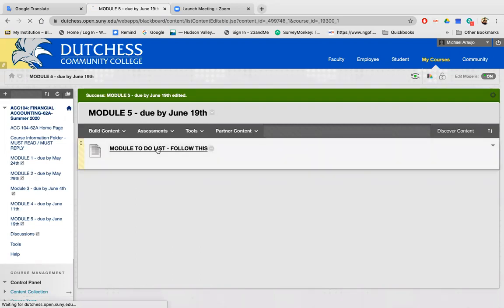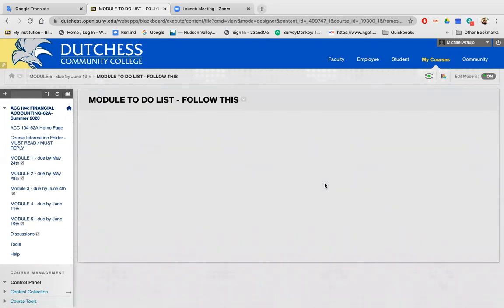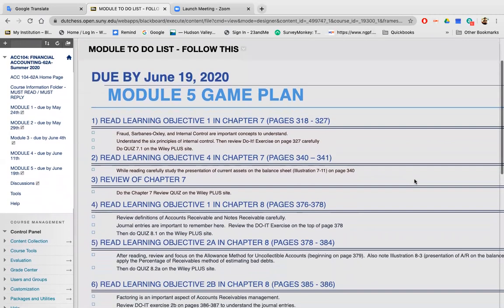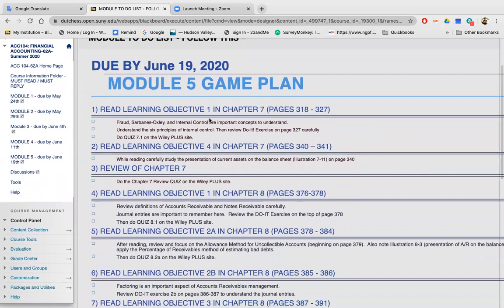The Module 5 to-do list is posted. You'll see the due date on top. Now, Module 5 is really the last large module that we have. It covers Chapters 7, 8, and 9. We only do a portion of Chapter 7, as you see.